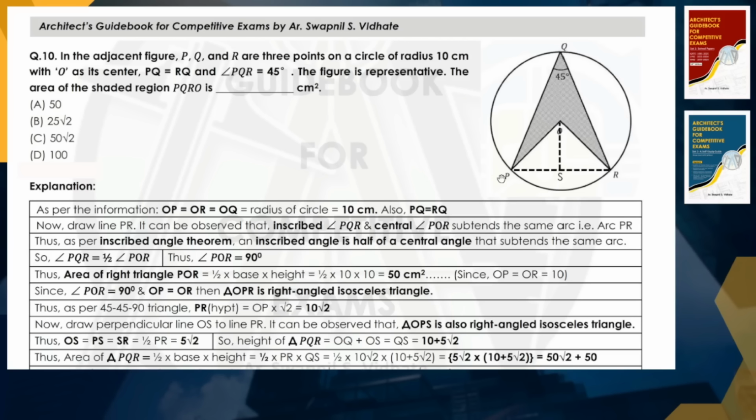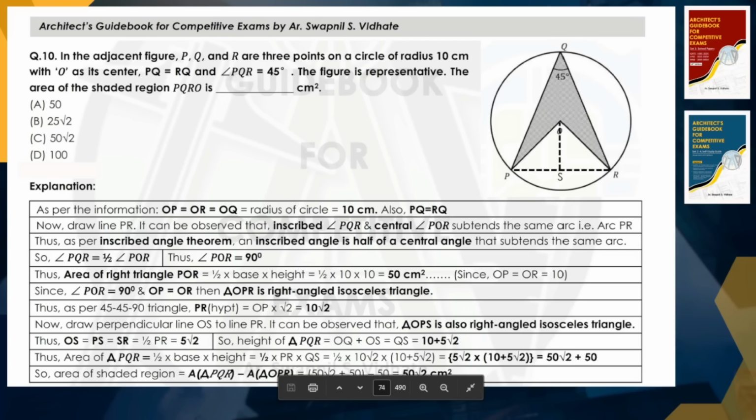We will first find out the area of PQR, and then we'll subtract the area of this triangle POR, right? So the area of triangle PQR will be equal to one half into base into height. Here the base is PR, which is 10 root 2, right? The height QS will be equal to 10 plus 5 root 2. So half into base into height. If you solve this, you will get the area of triangle PQR as 50 root 2 plus 50, right?